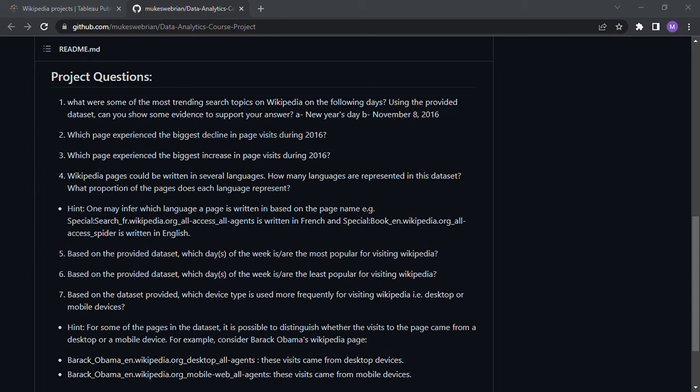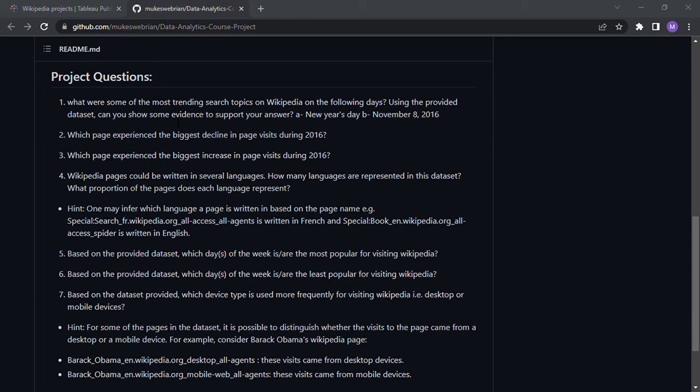And I did the same for VS Code. So with VS Code, for the first question, that's New Year, I was able to do data cleaning. I realized that the number of columns in my data in VS Code is different from that of the SQL. So I did the same thing for this one. And I realized that the main page of Wikipedia was also visited more.